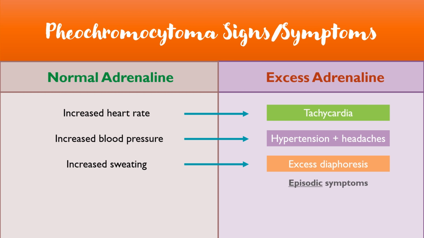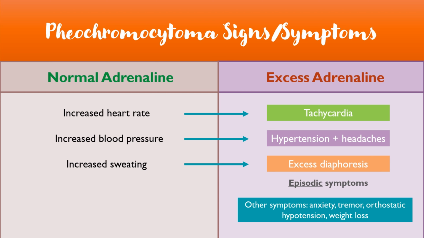And these symptoms are episodic, meaning that they are sometimes occurring rather than constantly there. So it can sometimes be a bit difficult to detect. Other symptoms might include anxiety, tremor, or weight loss, and this is all related to the increased levels of adrenaline in the bloodstream.